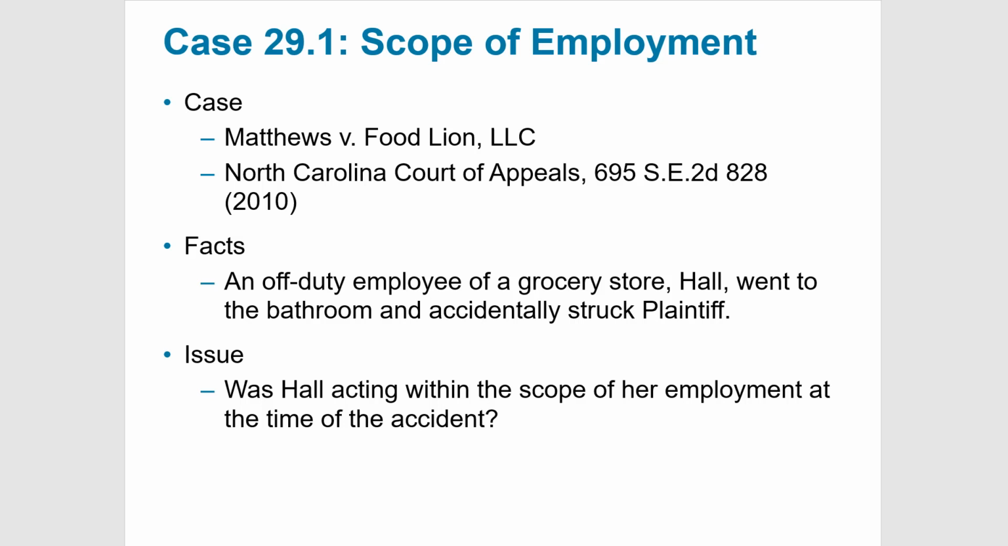Okay, so the person who was injured, the plaintiff here, is suing both the employee and Food Lion to try to recover damages for her injuries. You're usually going to try to go after the business because it's more likely that the business has the kind of money to pay out a large judgment, as opposed to somebody who's just being paid a cashier's salary at a grocery store. So the question arises, was Hall, the employee who hit the other employee, acting within the scope of her employment at the time of the accident?